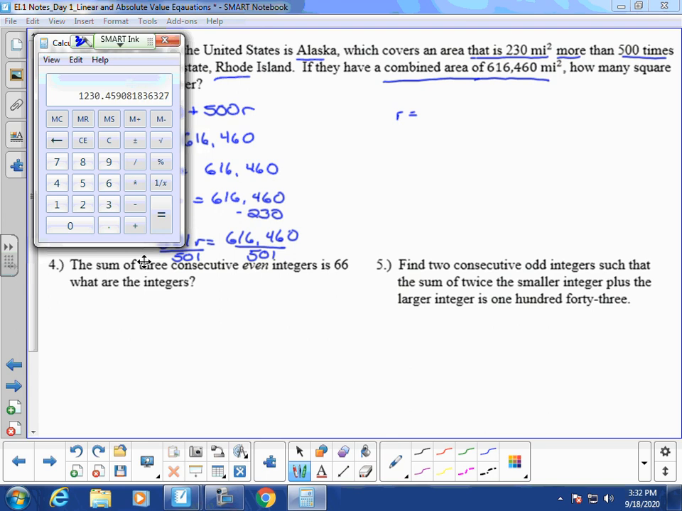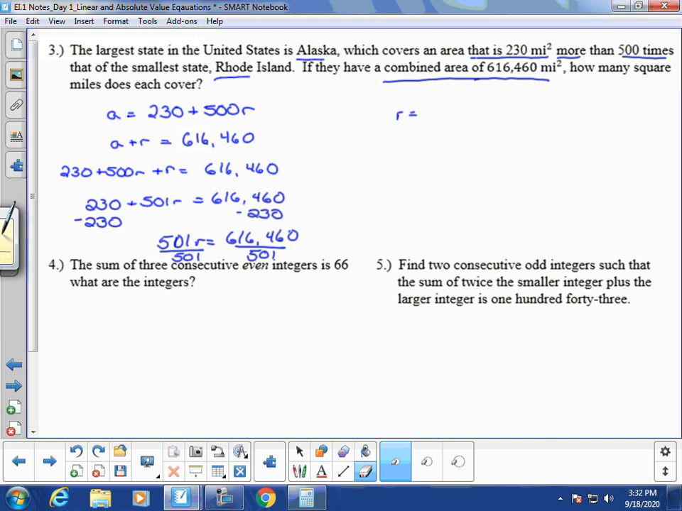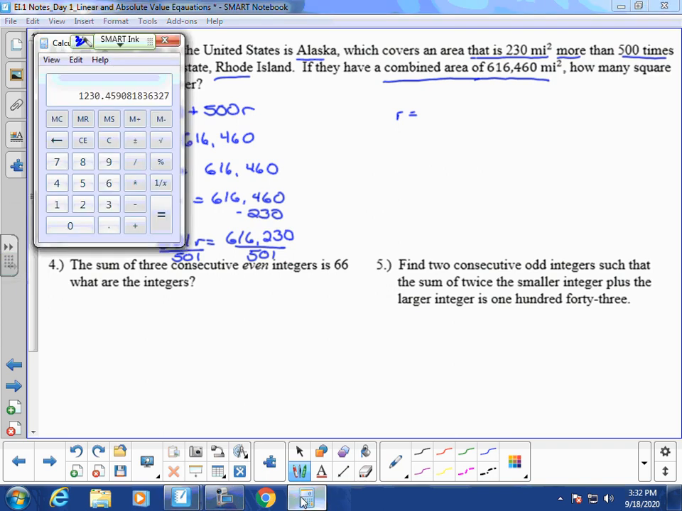oh, sorry, I made a mistake. This should not be 616,460. I forgot to subtract. This should be 616,230. Now, let's try that again. So when I subtract 230 from 616,460, that gives us 616,230, and then we divide that number by 501. And this is the answer for R.